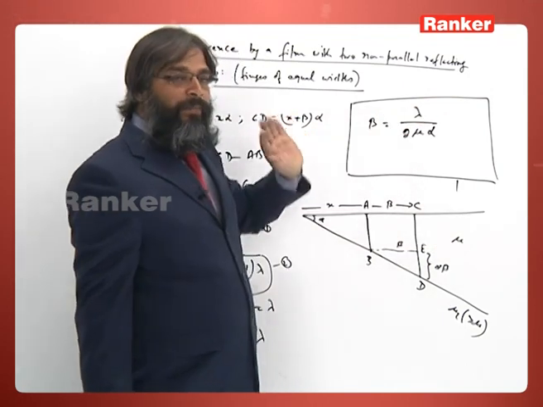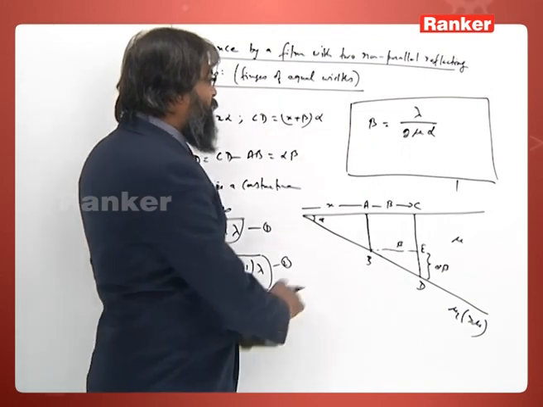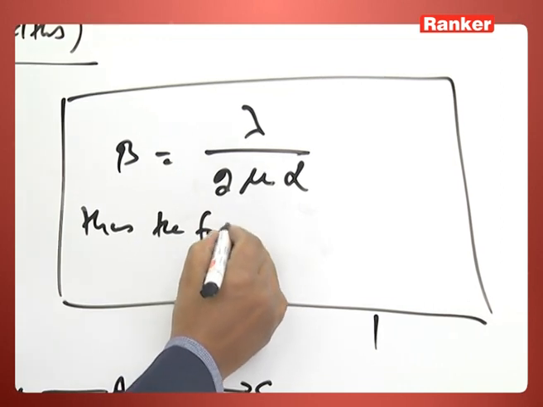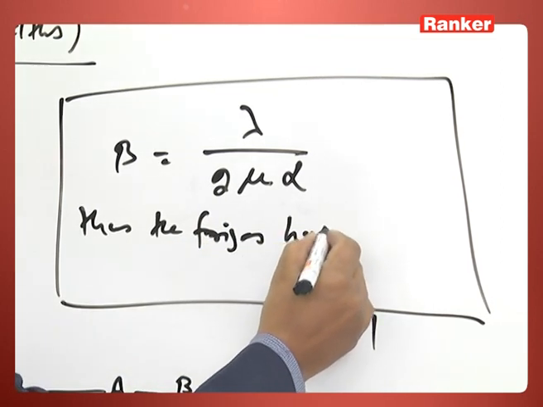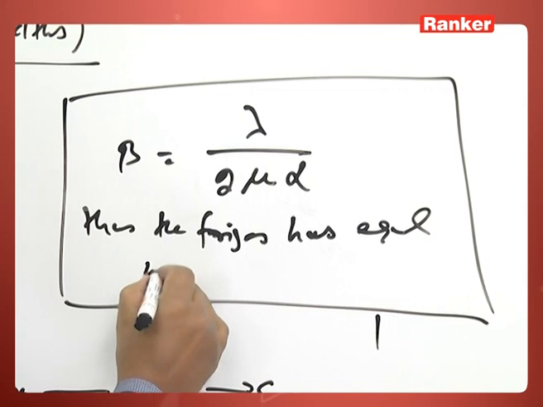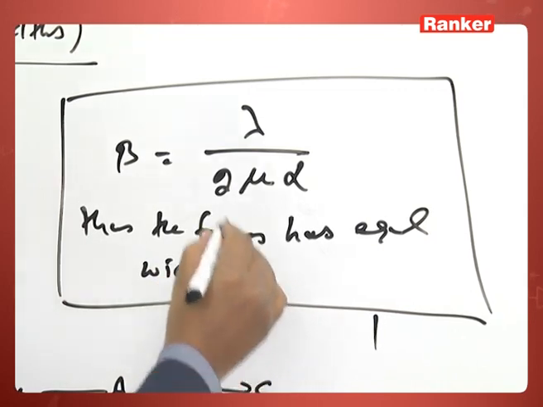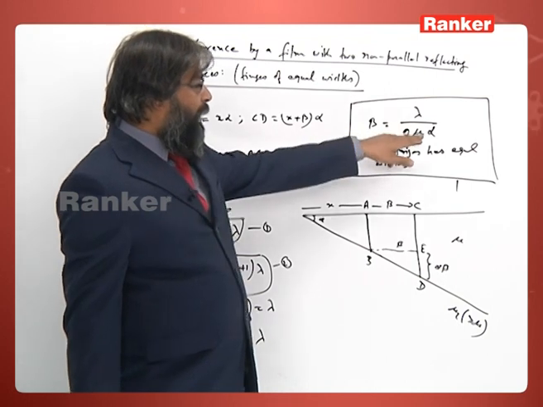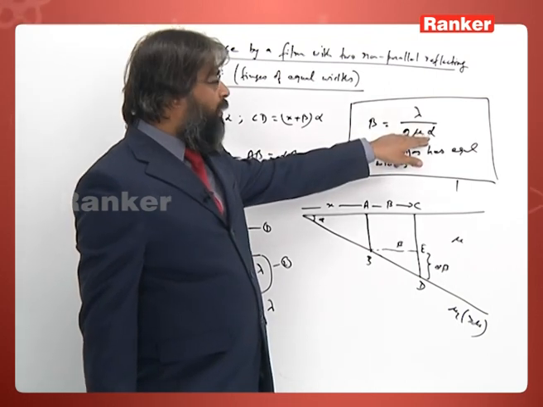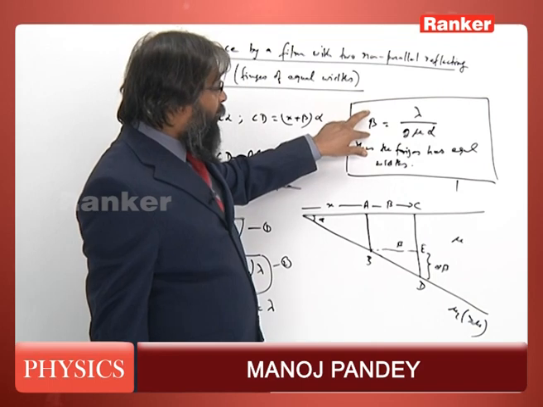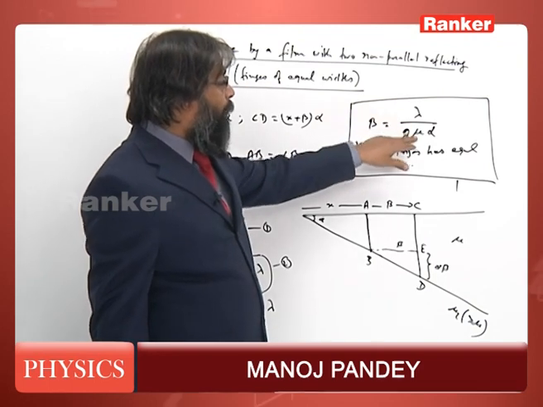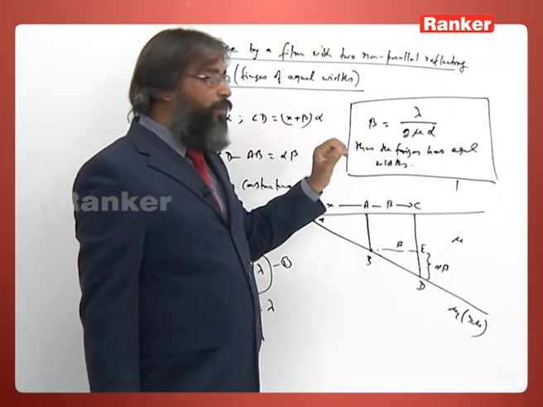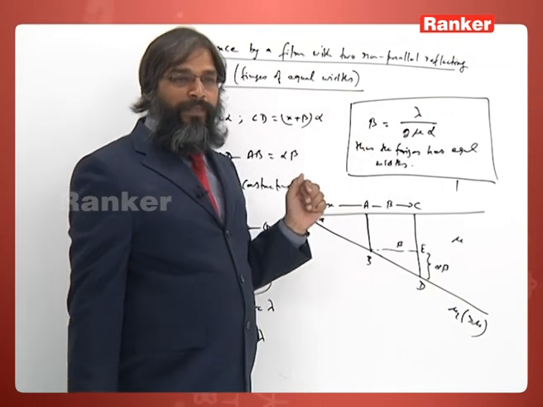Thus we see that the fringes have equal widths. If I want to know alpha, then if we measure beta, alpha will be simply lambda by 2 mu beta. So this is an important technique to determine the alpha of a prismatic element or a film.